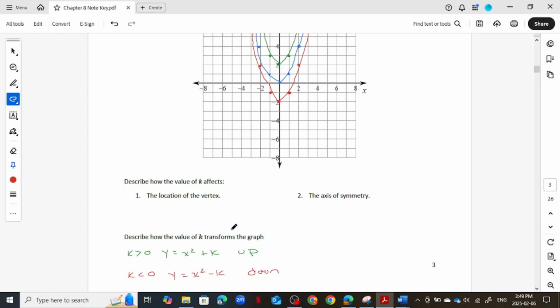What can we generalize about the location of the vertex? Well, it was the k that affected the y value of the vertex. So whatever's on the end being added is going to be the y value of the vertex. And the axis of symmetry wasn't affected. It's just always x equals 0 if k was the only transformation.